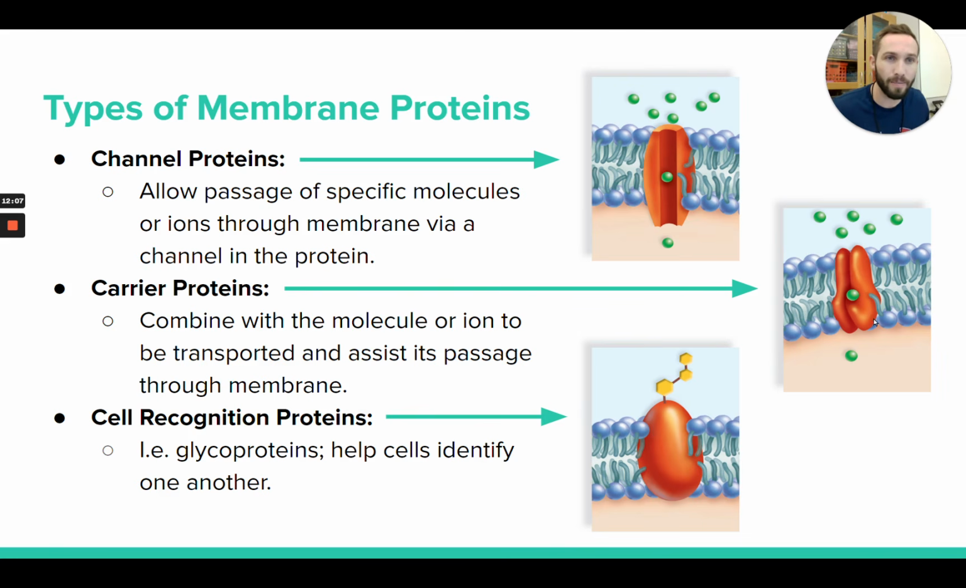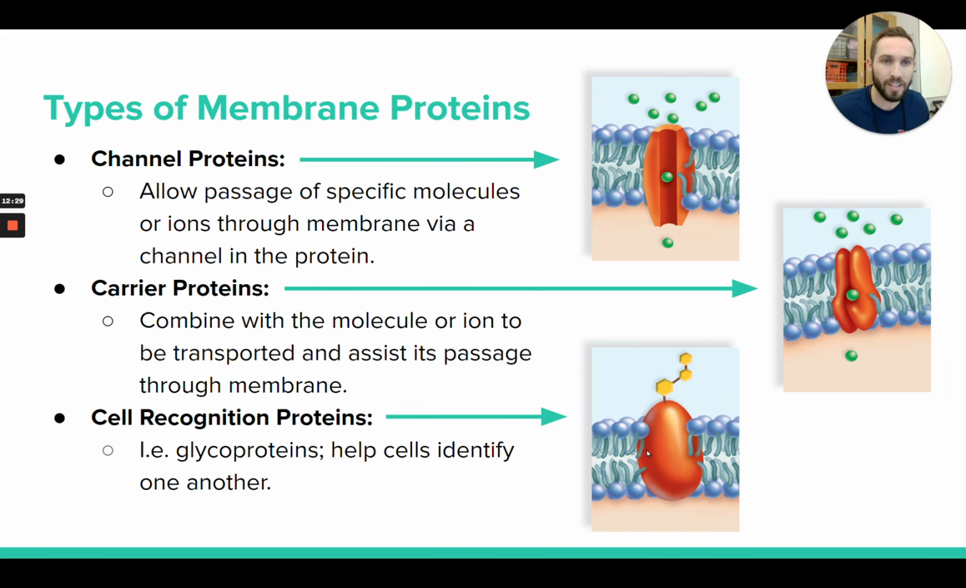A carrier protein doesn't have an open channel, but instead it binds to specific molecules and then, through a shape change, pushes them to the other side. These proteins bind to a specific molecule and then move it to the other side. But both of them are transport proteins moving material in and out of the cell.